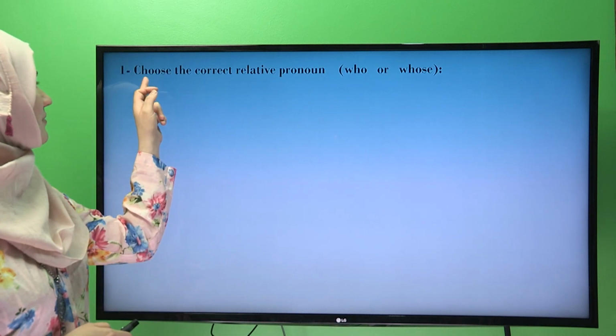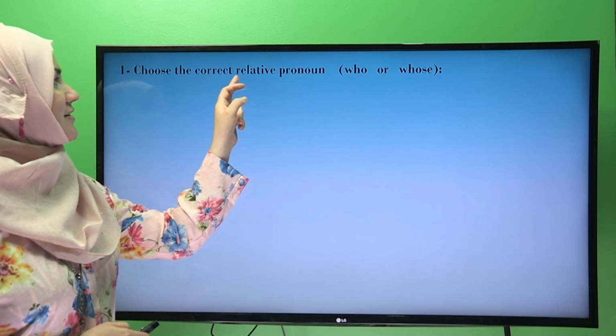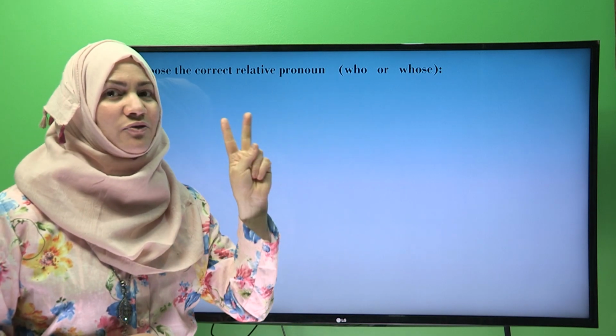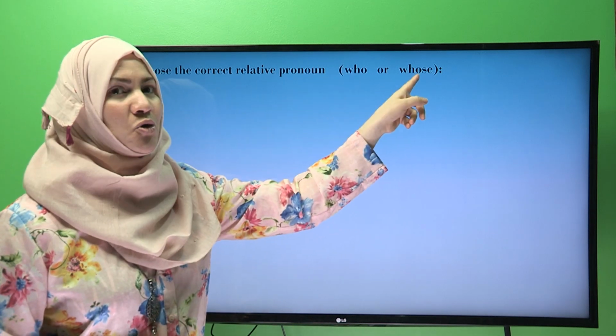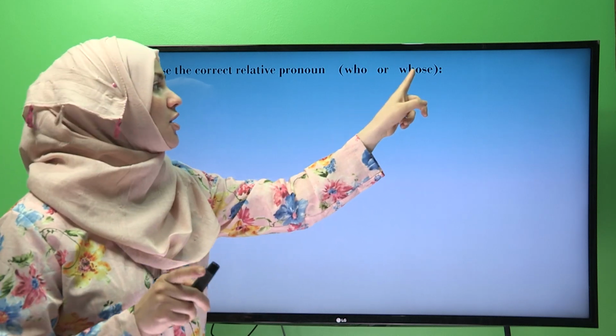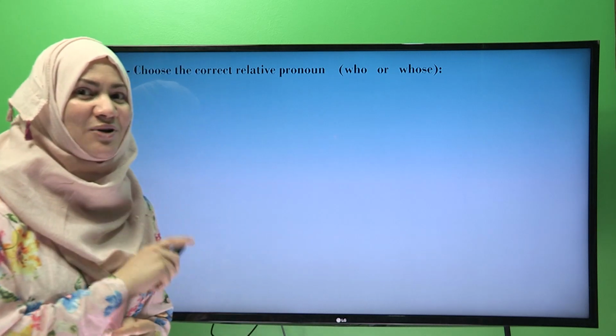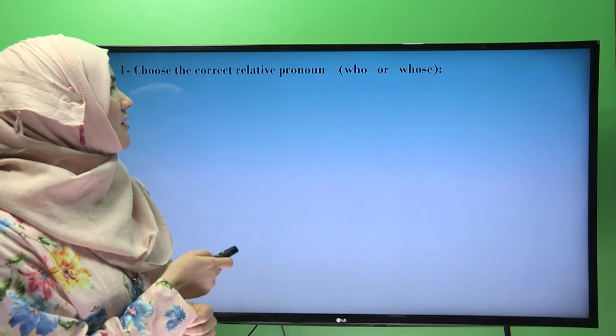We read the question together. Choose the correct relative pronoun. Who or whose? We have to choose between two. Who or whose? Who for person, whose for possessive. We have explained this before. Let's see together the first sentence, my students. Follow me.